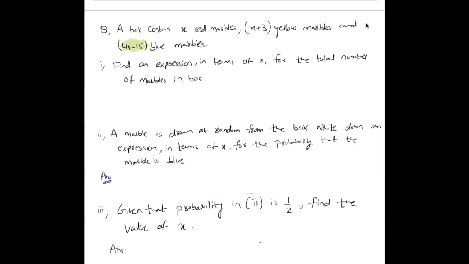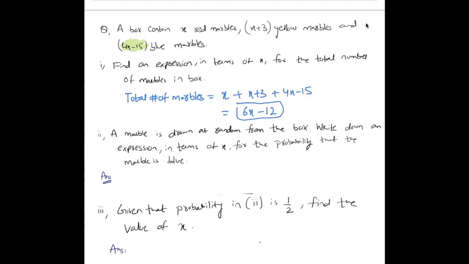A box contains X red marbles, X plus 3 yellow marbles, and 4X minus 15 blue marbles. Find an expression in terms of X for the total number of marbles in the box. The total number of marbles is going to be the number of red marbles plus the number of yellow marbles plus the number of blue marbles. Then you can simplify this out. It's going to be 6X minus 12.